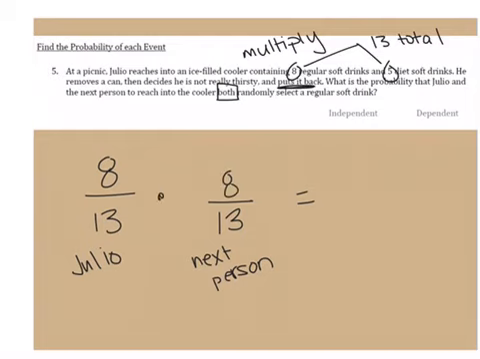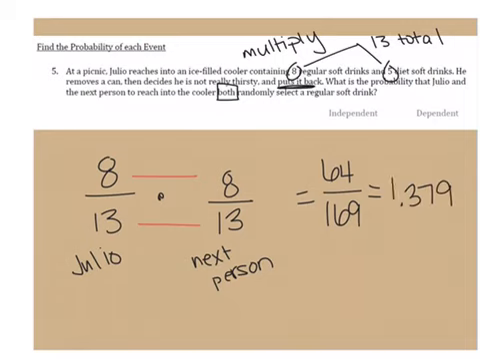So when we multiply these out, I'm going to multiply top times top, bottom times bottom. So I'm going to get 64 out of 169. Divide that in your calculator and you get 0.379.